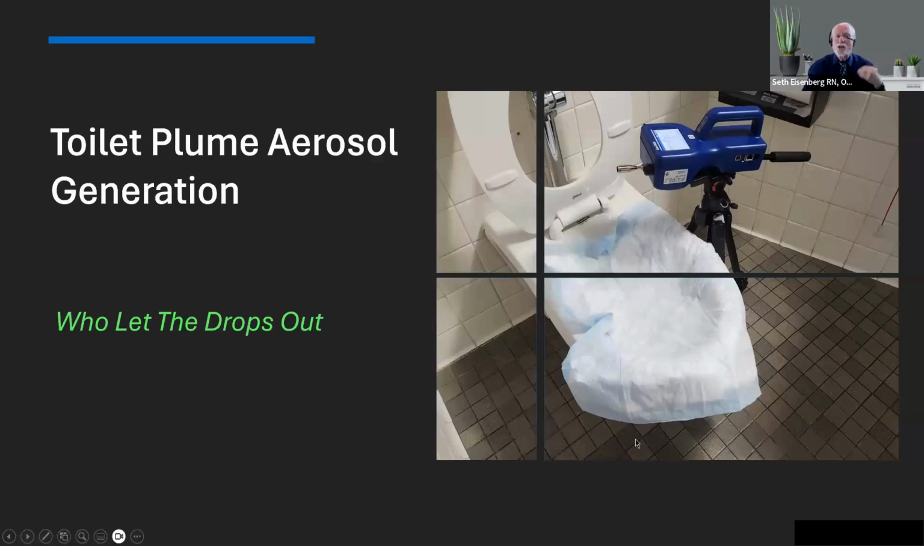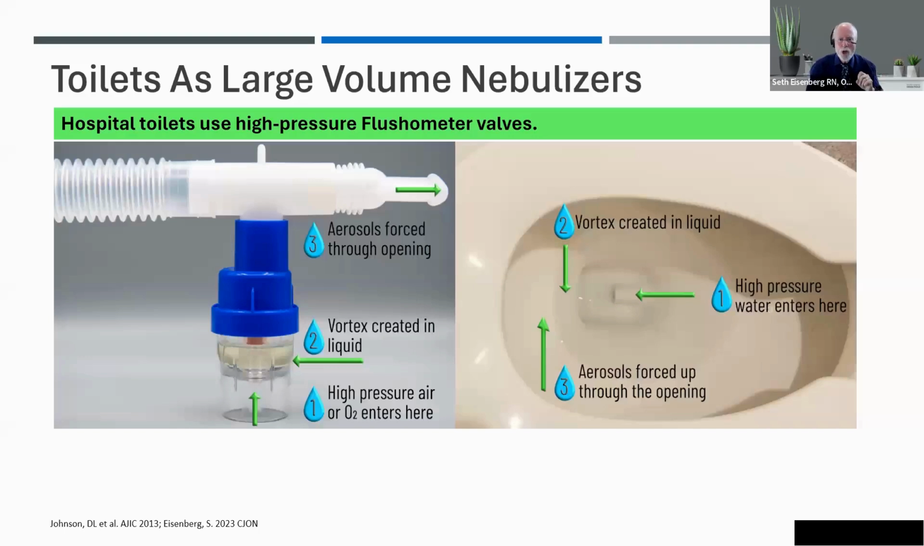Okay, let's talk about the generation of those aerosols in terms of how they happen. And I subtitled this slide, "Who Let the Drops Out?" Because really, how are they getting out of the toilets? So I want you to focus, first of all, on the picture on the left side of your screen. Remember that hospitals use high-pressure toilets with flushometer valves. Those are the silver or chrome handles we push down on. Very different than the gravity-fed toilets in residential homes, and that's a different subject.